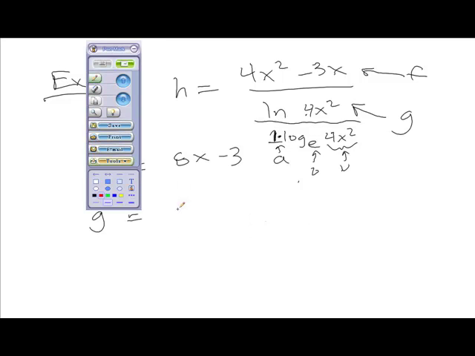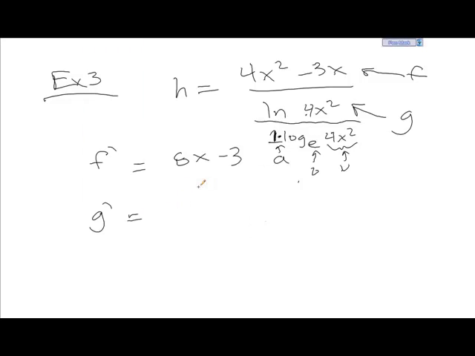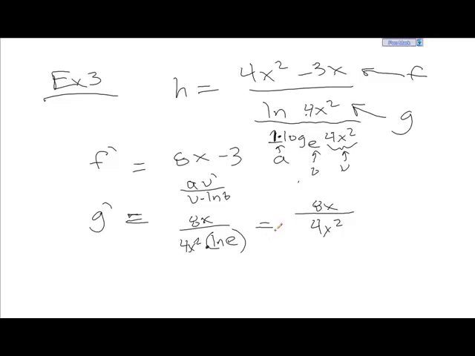But recall that the derivative of a log function is u prime over u ln b. In this case, my a is 1, my u prime is 8x, that's going to be over u, 4x squared, times the natural log of b, which is the natural log of e in this case. I'm going to simplify that a little bit. I'll leave it as 8x over 4x squared. Natural log of e is 1.